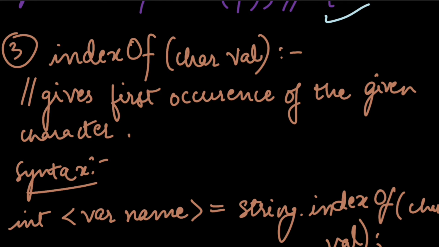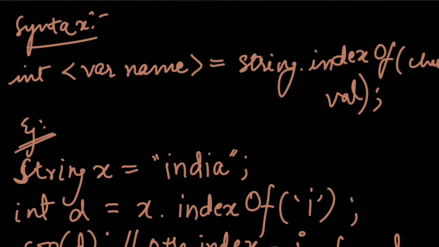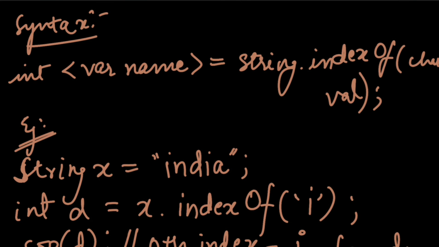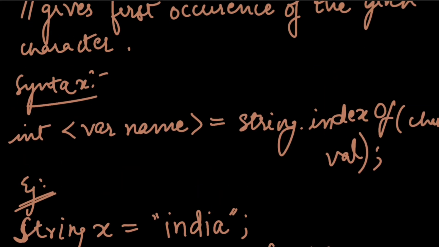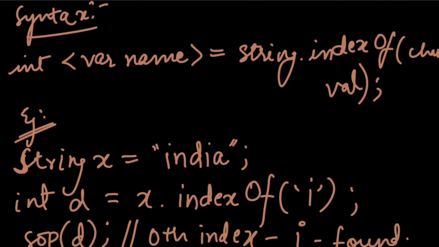Now the third one, indexOf(char val). This gives us the first occurrence of a given character. Syntax is very simple again. Int, then the variable name. Also the return type of this is int. Then you write string.indexOf and the character value, whatever character you write, it will give you the index at which it is present.